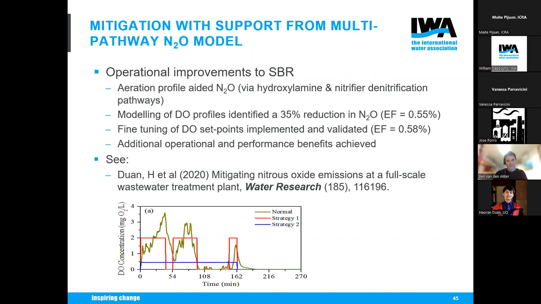The other important point to make here is that in doing this, we also identified additional operational and performance benefits. Not only did we observe a reduction in emissions, but we also observed an improvement in total nitrogen removal. We weren't over aerating the system, so we were able to achieve about a 20% improvement in total nitrogen removal. And we also noted about a 20% reduction in energy associated with aeration as well. So not only did we achieve a higher level of nitrous oxide reduction, but there were also additional operational and performance improvements. And if you're after more information, I'll refer you to this paper that we published, which covers this topic in much greater detail.